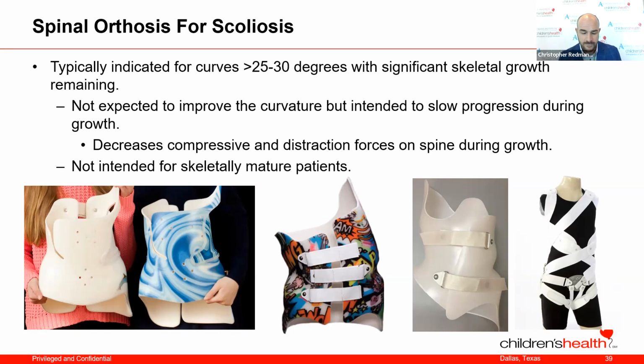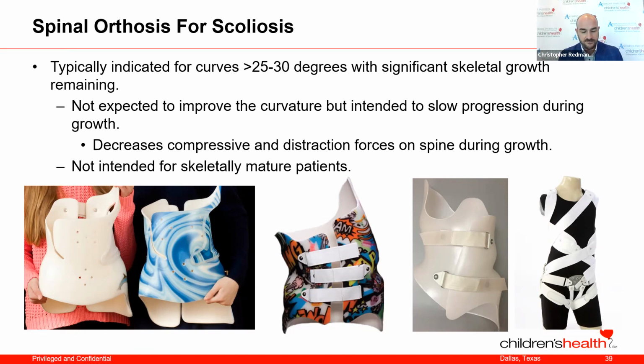leading to further progression of the curvature. So if we can decrease those forces by putting them into a brace that straightens the curve or decreases the pressure, this will allow for the patient's spine to grow in a straighter pattern, not correcting the curvature that's already there, but preventing that curve from worsening as we grow. And then ultimately, the goal is, again, to prevent those curves from reaching a surgical level.